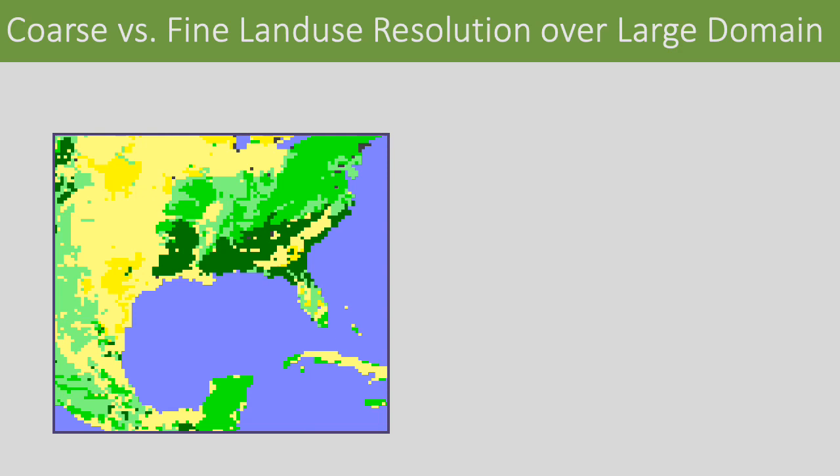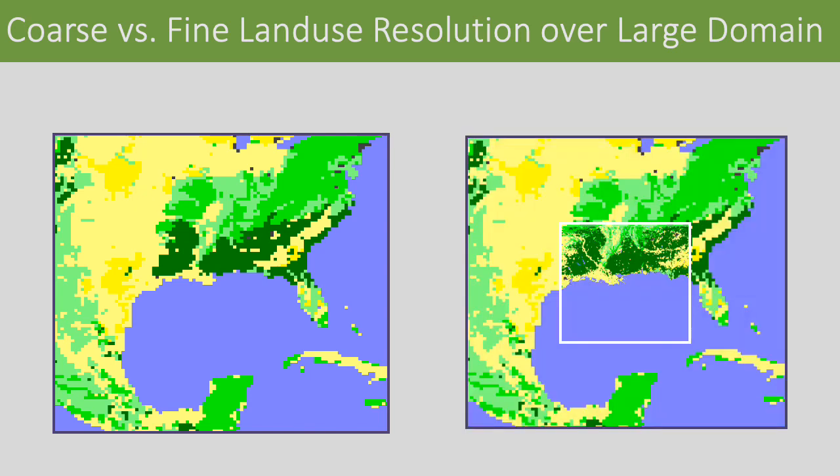If you use this domain, but instead increase the resolution across the entire domain, that would be pretty computationally expensive. So instead, you could add a nest over the area that is most important with higher resolution, as is shown here on the right. And just using this land use example, you can see the difference in what is able to be resolved by increasing the resolution in an area.